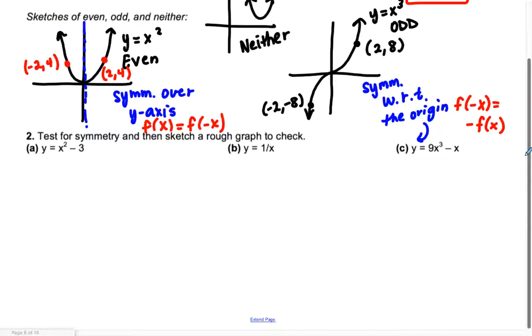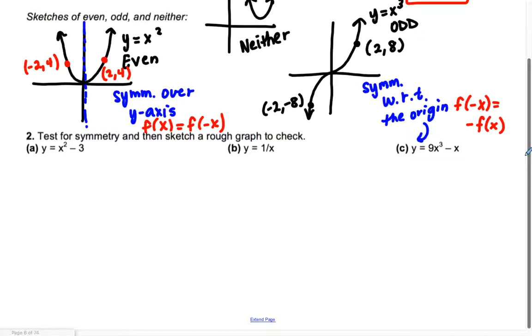Okay, think about it. If I plug in 2, what do I get? So plug in 2 for x. 1. What happens when I plug in negative 2? 1. I get the same value. Is that an even function or is it an odd function? It's an even function. Does that make sense?